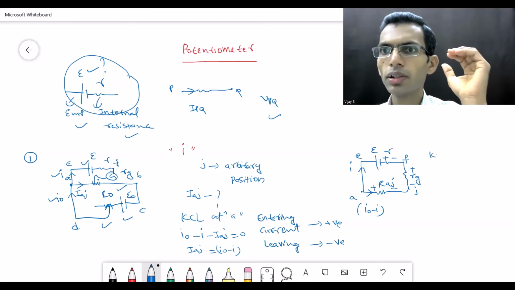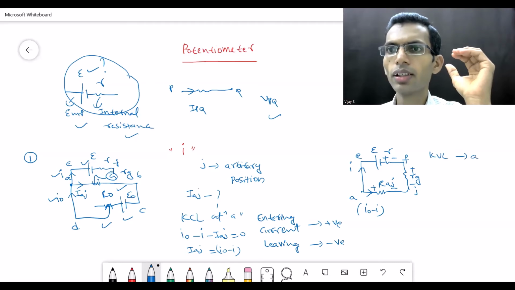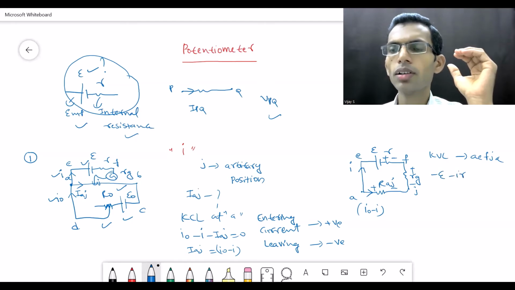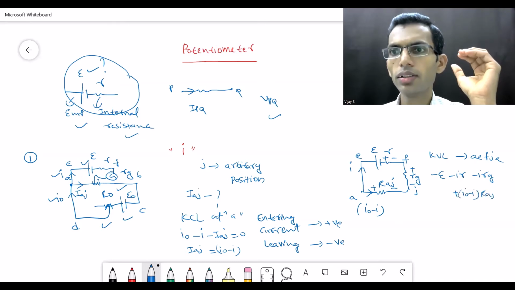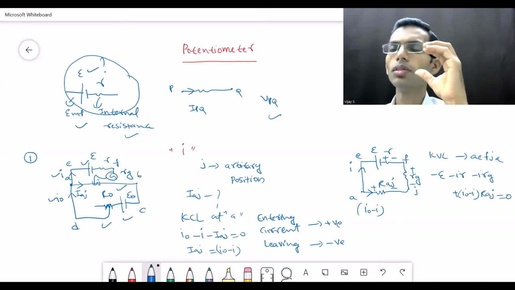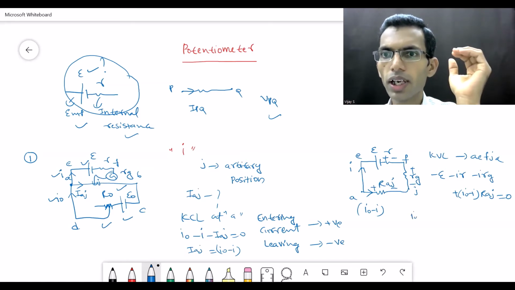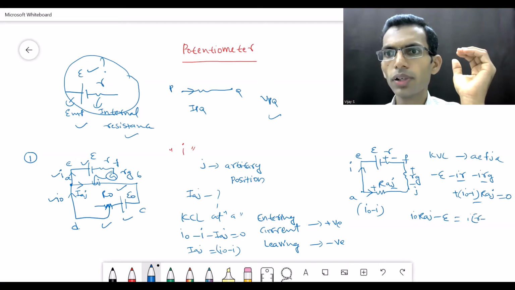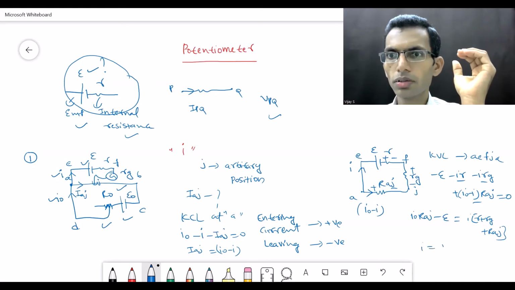So when we apply KVL to this loop, AEFJA, what are we going to get? Minus E minus IR minus IRG plus I naught minus I RAJ equal to 0. When we separate the terms, I naught RAJ minus E is equal to I times the three terms, R plus RG plus RAJ. So I is equal to I naught RAJ minus E by R plus RG plus RAJ.